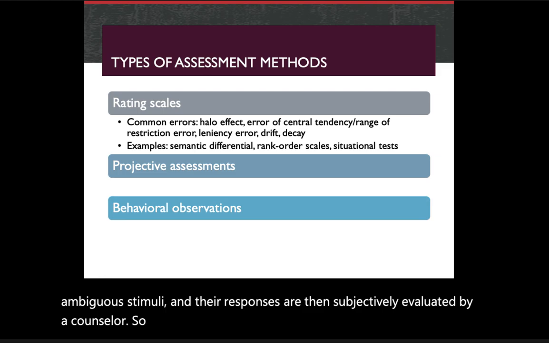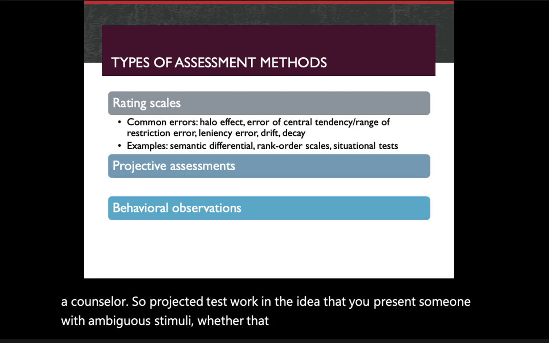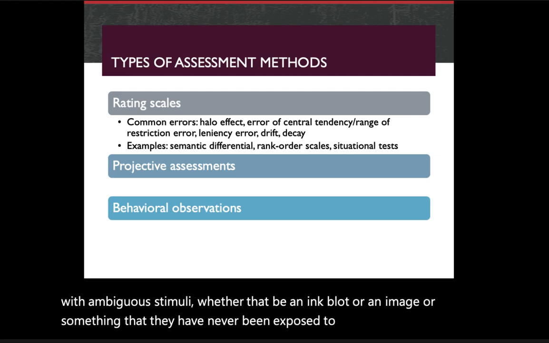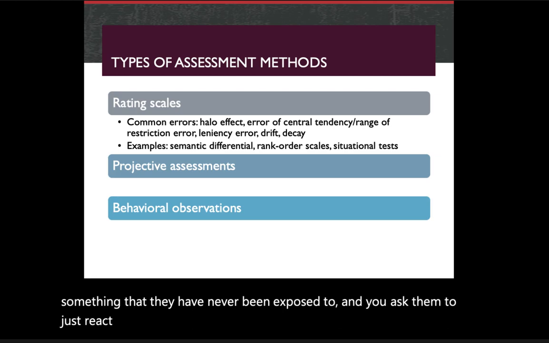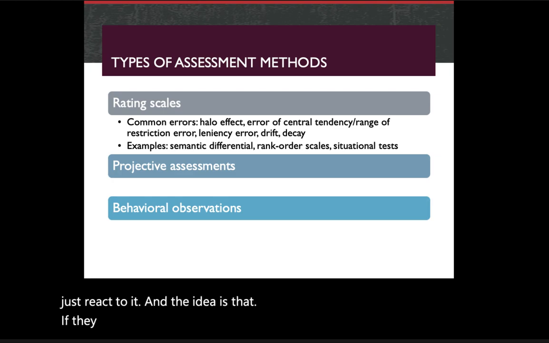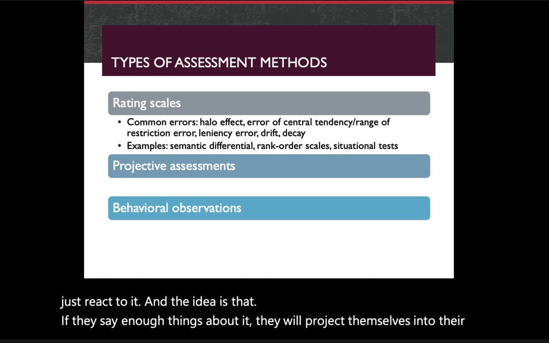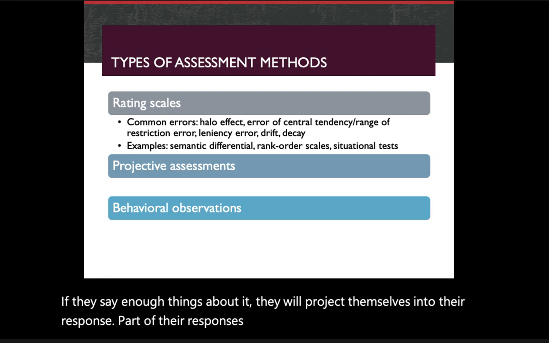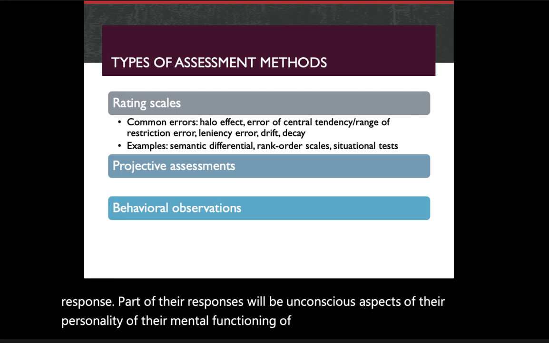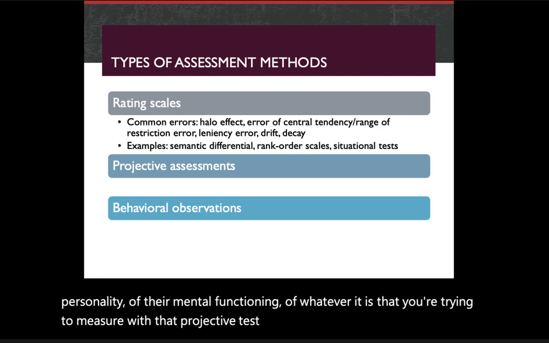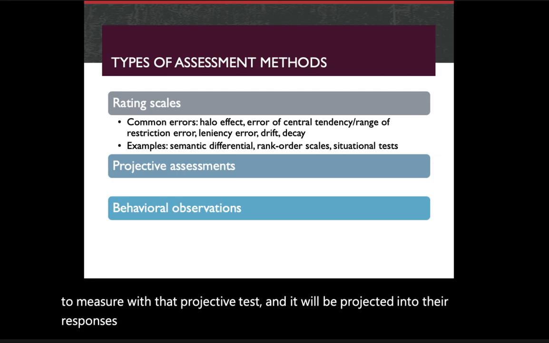So, projective tests work on the idea that you present someone with ambiguous stimuli, whether that be an ink blot or an image or something that they have never been exposed to, and you ask them to just react to it. And the idea is that if they say enough things about it, they will project themselves into their response. Part of their responses will be unconscious aspects of their personality, of their mental functioning, of whatever it is that you're trying to measure with that projective test, and it will be projected into their responses. And as a counselor, you have to subjectively evaluate them.